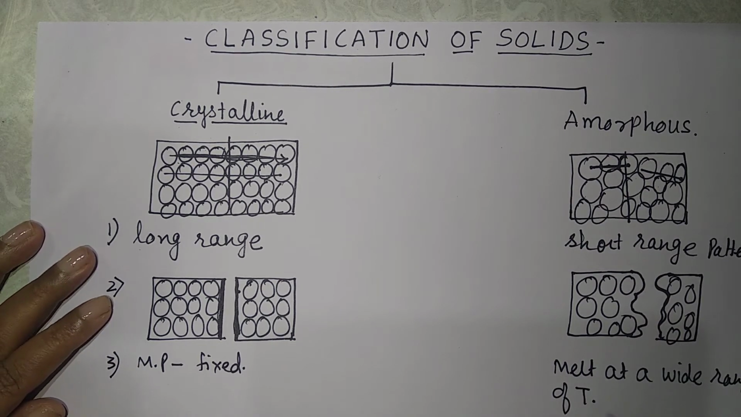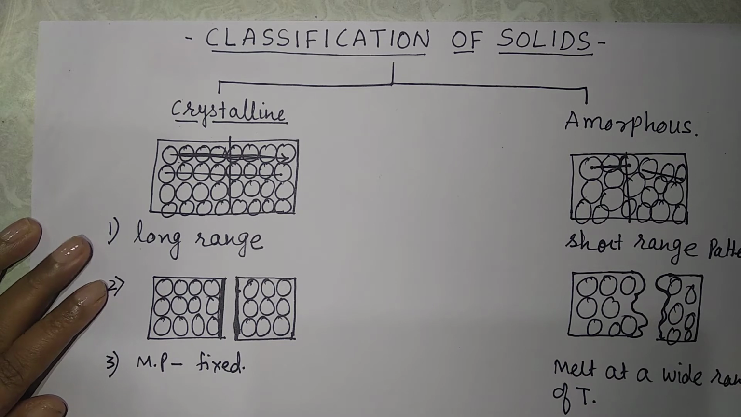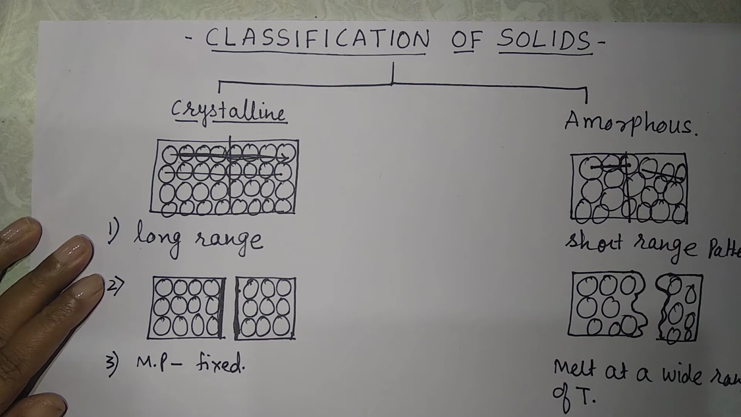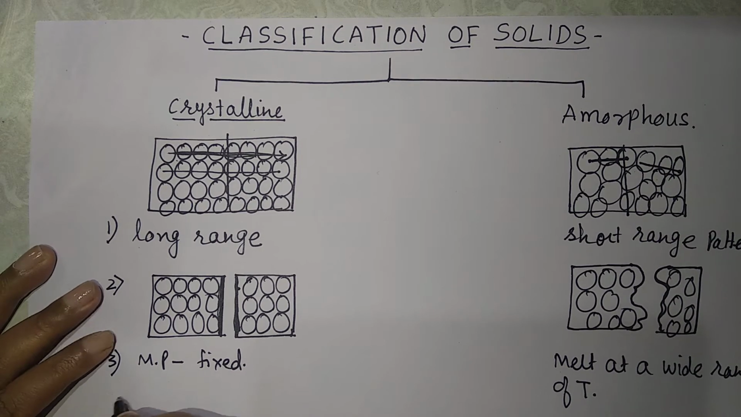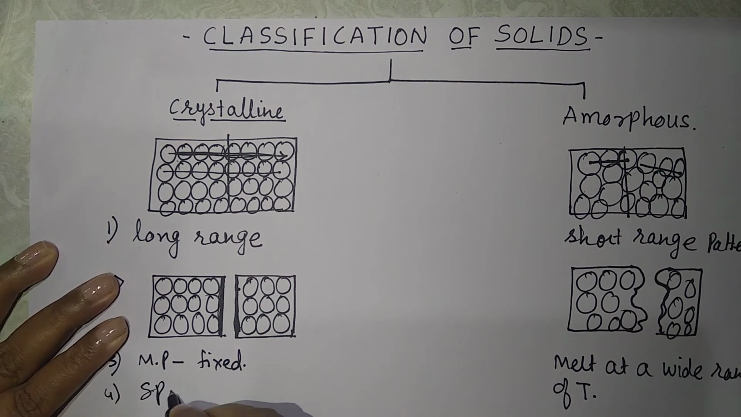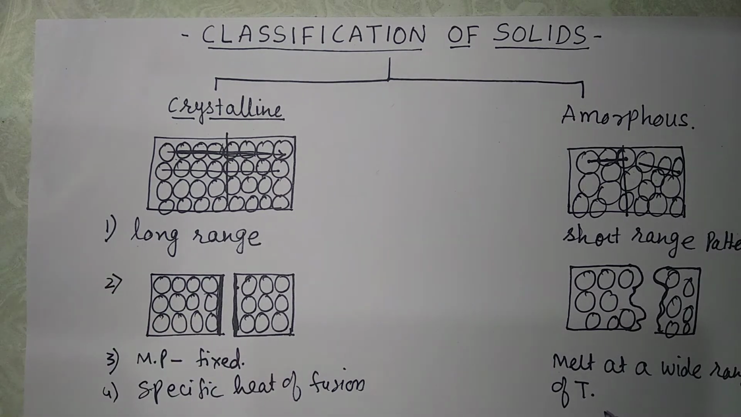For example, if I take rubber or glass and I heat it, then first it will become soft and then it will remain in that molten form for a long time. So they melt over a wide range of temperature. While the crystalline solids will melt off at a fixed temperature. So crystalline solids have a fixed melting point, and they have a specific heat of fusion also. While amorphous solids don't have a specific heat of fusion.